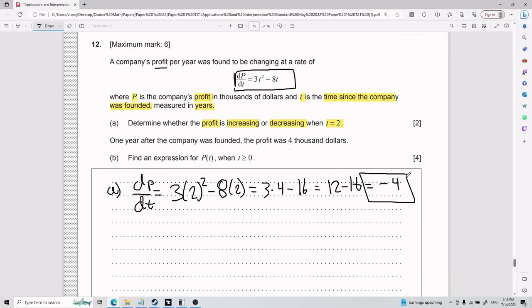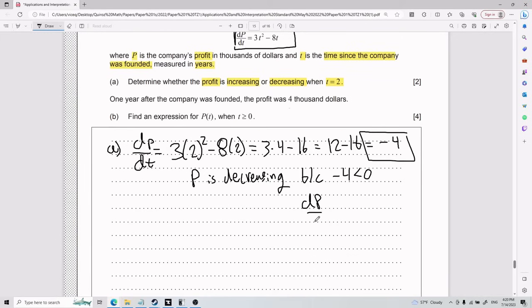Okay, so what is my rate of change when t equals 2? My rate of change when t equals 2 is negative 4. Is that positive or negative? It's negative. So you can say that p is decreasing. And what is your argument? There's a couple ways you can put it. The one that I like the most is just saying p is decreasing because negative 4 is less than 0. See? Or you can say because dp over dt equals negative 4. Yeah, this is probably your safer bet. All right, but point is, it's a negative, so then it has to be decreasing. Period. That is for part A.